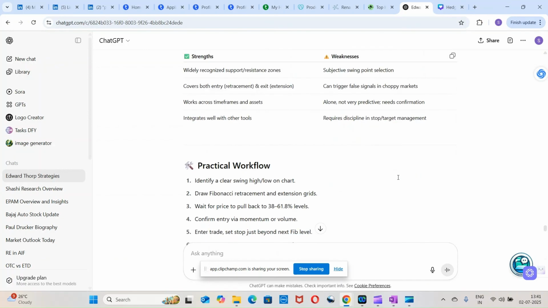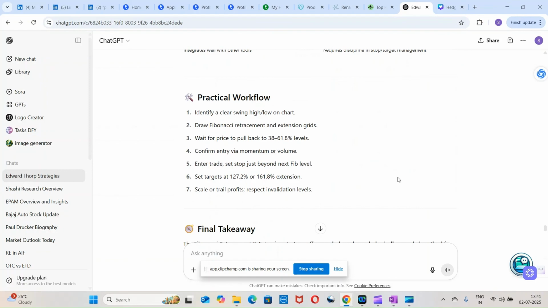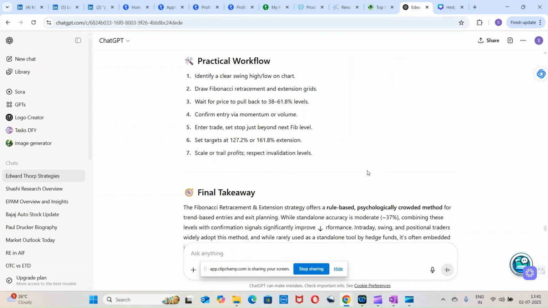You should exit exactly at what the fib series says. So how do you use this? Identify a clear swing low on the chart, and draw the fib retracement and extension grids. Wait for a pullback to the 38 or 61.8 levels. Confirm entry via momentum or volume, so either RSI or volume. Confirm the momentum, and then enter the trade. Set the stop below the next fib level and targets at 120 or 161.8. Scale or trail the profits.